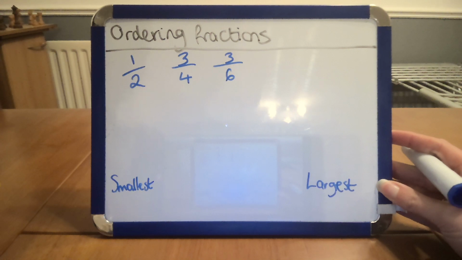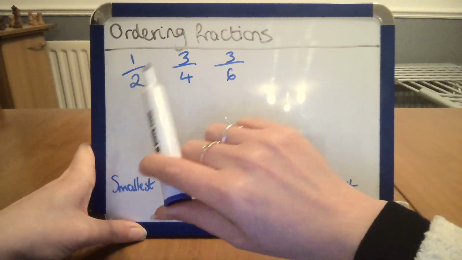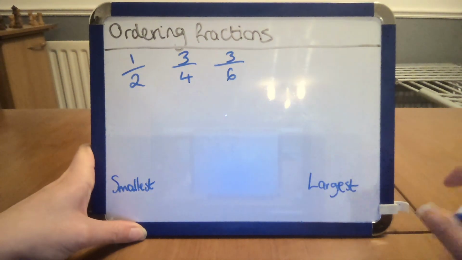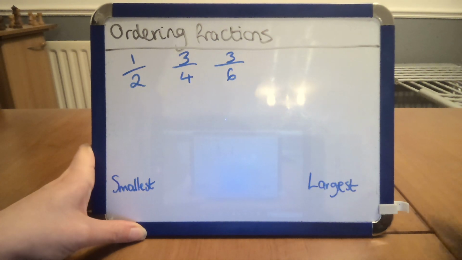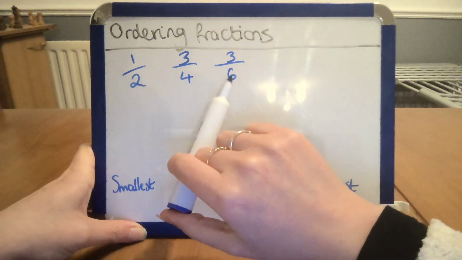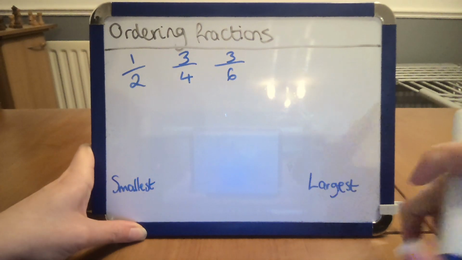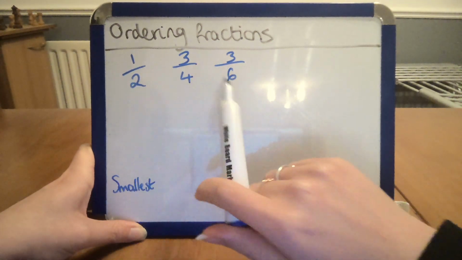You'll be going over how to order fractions. So we are given a half, 3/4 and 3/6, and we are asked to put them smallest to largest. Now with this type of question, the aim is to get all of the denominators, the bottom numbers, to be the same. So we have to think about a number that can be divided by 2, 4 and 6 to get the same answer.